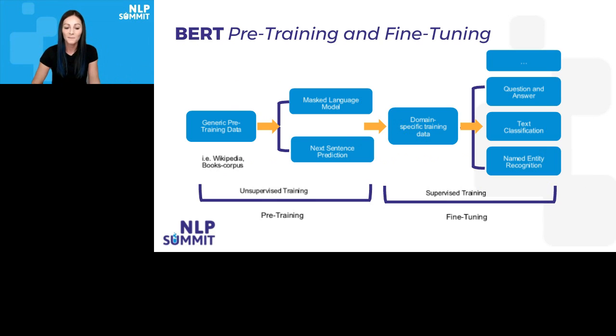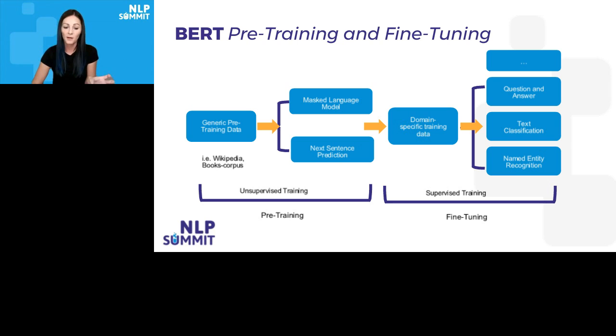So let's have a look at BERT pre-training and fine-tuning. And here you can see that the first part of building the BERT model is an unsupervised training. And here it's taking generic pre-training data coming from a large collection of text, BooksCorpus and Wikipedia. And then it's running this masked language model where it's masking some of the tokens to predict the actual token, and also does this step of next sentence prediction in parallel.